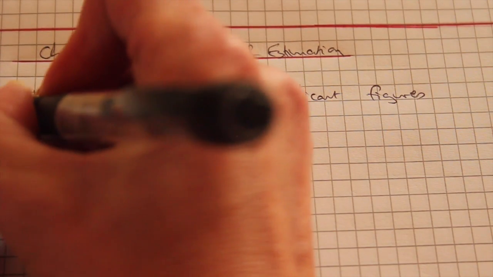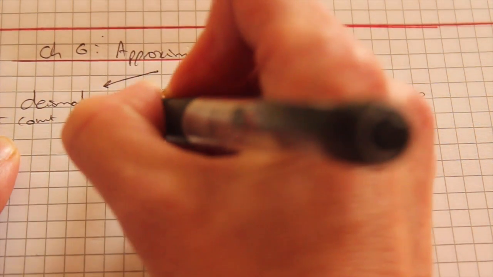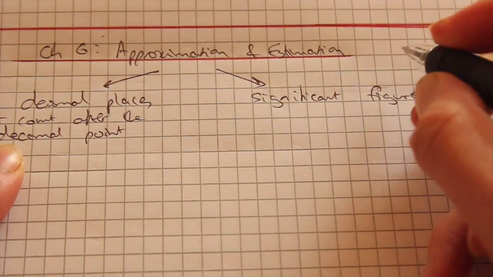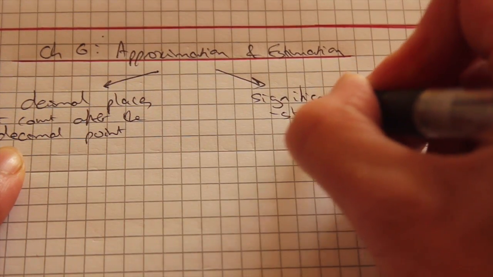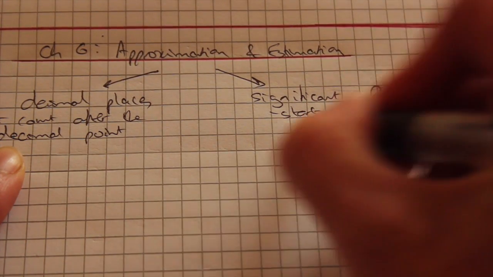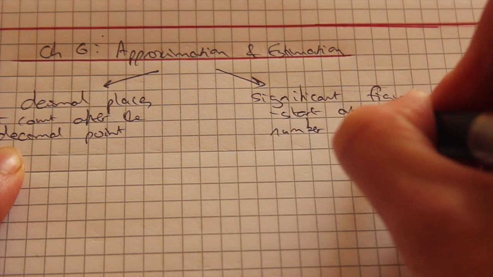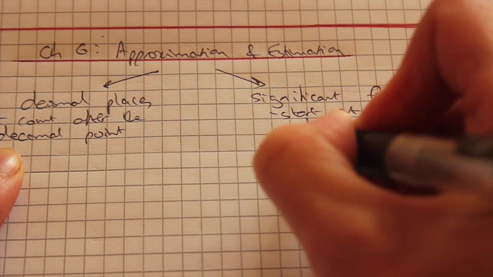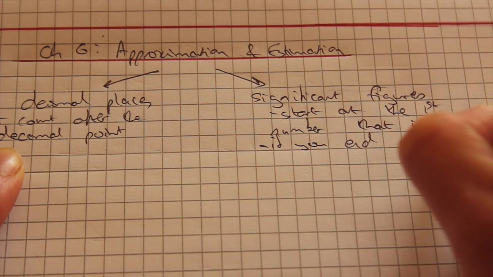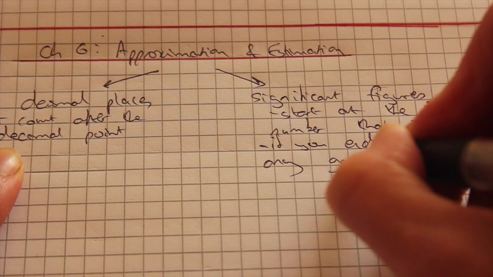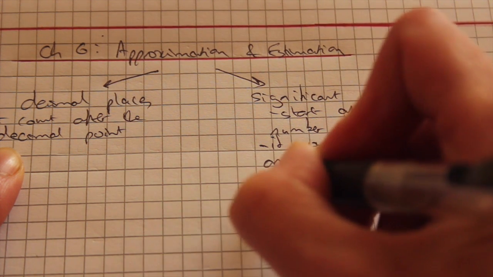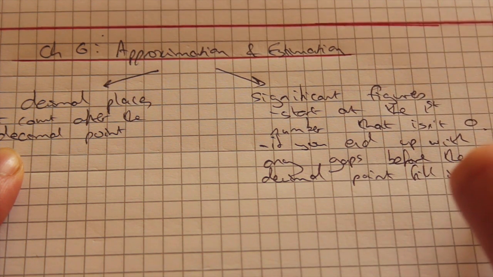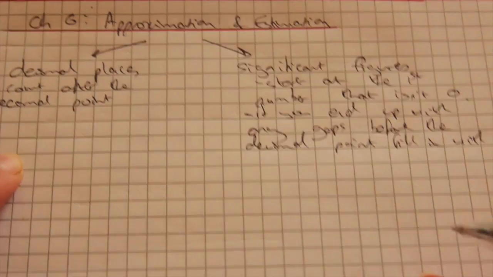Decimal places, you start counting after the decimal point. In significant figures, you start counting at the first number that isn't zero. Now I need to put another wee thing on here. If you end up with any gaps before the decimal point, fill in with zeros. Now we'll see a couple of wee examples here to make sense of that.